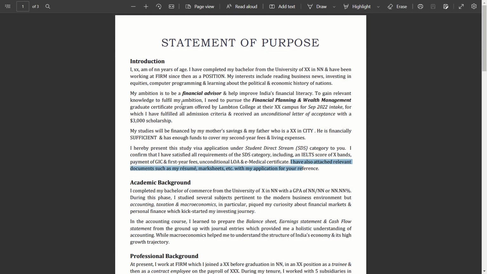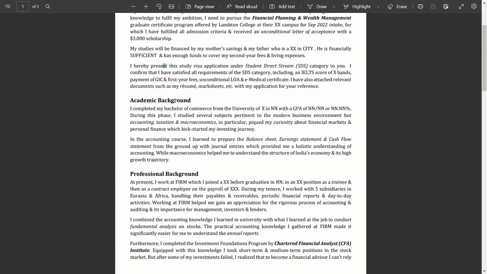Try to be humble. Humility is very important. Don't try to brag about yourself. Mention your achievements like this, but in a humble way. Don't brag about yourself. That always puts a bad impression in front of any person, whether it be visa officer or your friends. So that is one general principle to keep in mind.